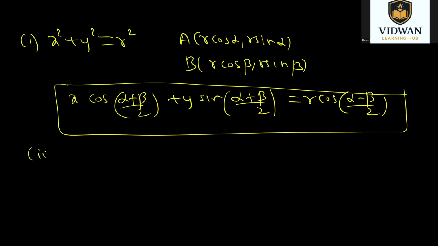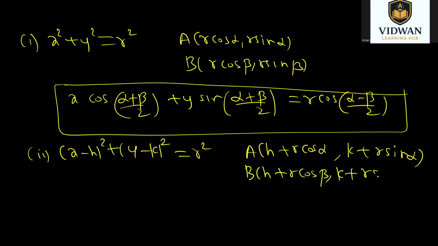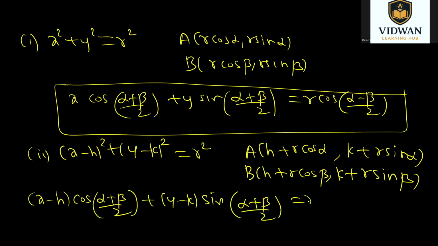So if I change the circle and give it as (x − h)² + (y − k)² = r², if you have to write parametric coordinates for any point on this circle, you just need to add (h, k) to the previous coordinates. So A is (h + r cos α, k + r sin α), and the point B is (h + r cos β, k + r sin β). Then when you write the chord also, you change x to x − h and y to y − k. So just in that formula, change x to x − h, y to y − k. That will give you the parametric equation of the chord for this circle.